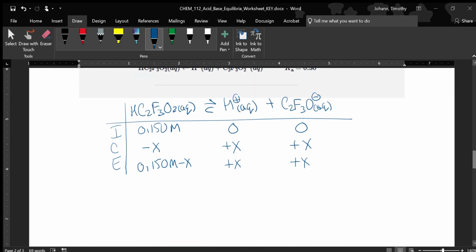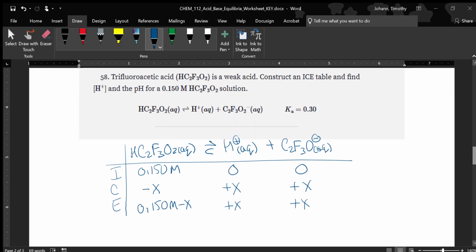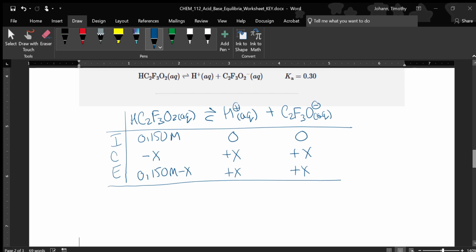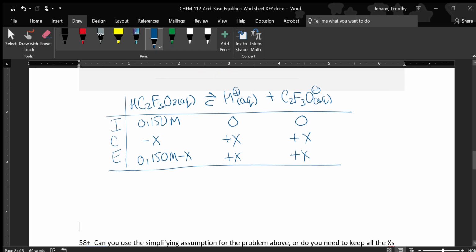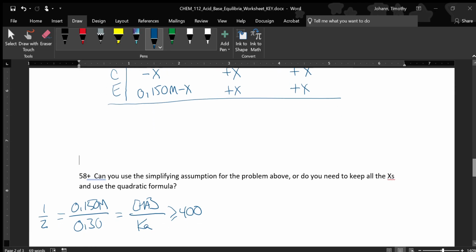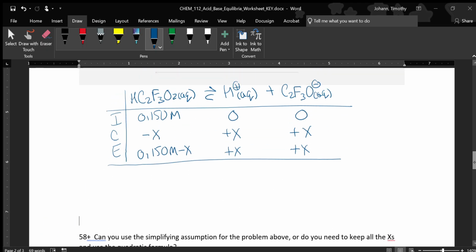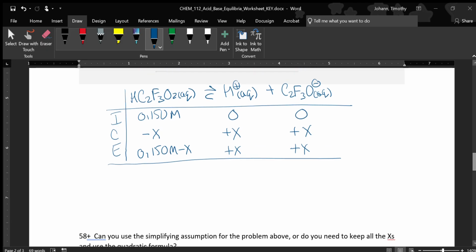So that's why I was disappointed when I started working and realized that this problem was asking me to go all the way to figuring out the pH. So we're going to go ahead and use the quadratic formula here. You will not have to use the quadratic formula on a test. If you had to do this all the way to pH, you wouldn't need it. But I might ask you to tell me whether you can make the simplifying assumption or not. So here we can't use it.